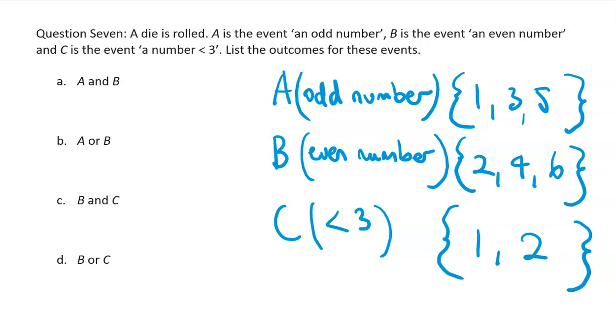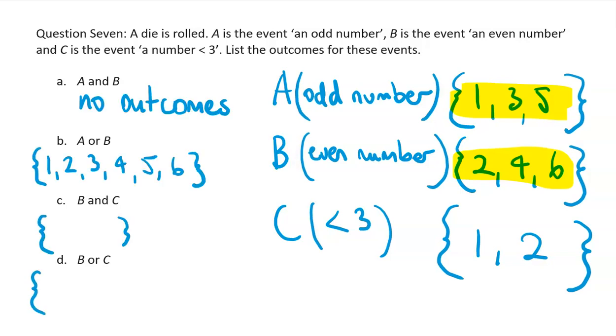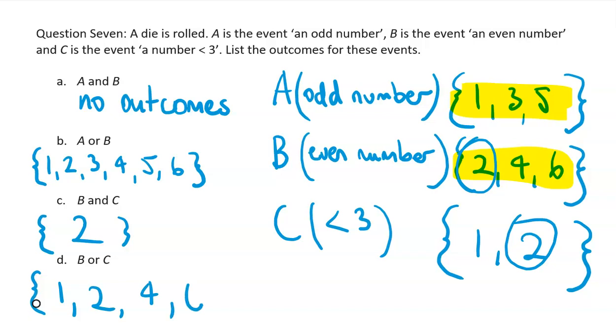A and B. Well, there's actually not any outcomes that fit into both A and B. If you have a look at A and B, A is all the odd numbers, B is all the even numbers. There's no outcomes that fit into both of those categories. A or B. So this time we can have anything in the A category or anything in the B category, which is actually all of the numbers, 1 to 6. What fits into B and C? Well, B and C, you're looking at the number 2. It's in both of those categories. And B or C can be anything in B or anything in C. So we can have 1, 2, 4, or 6.